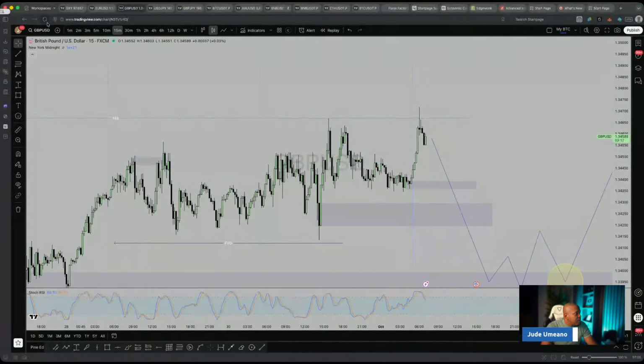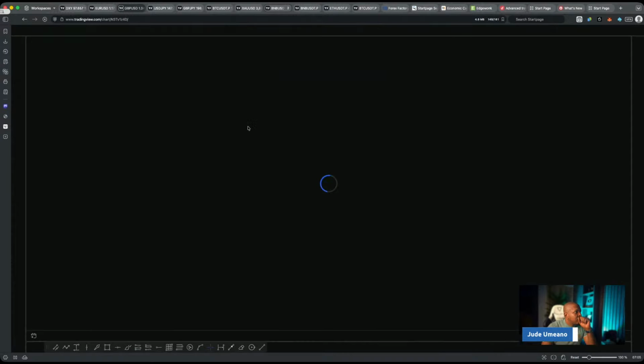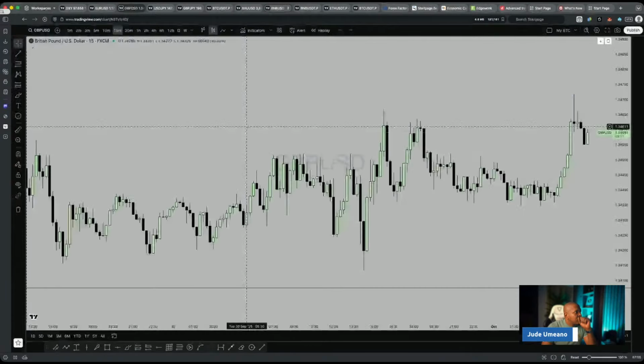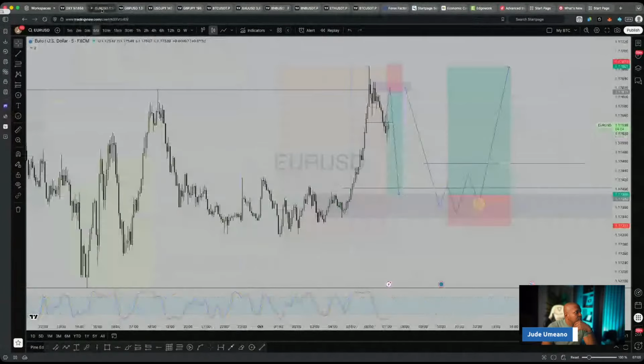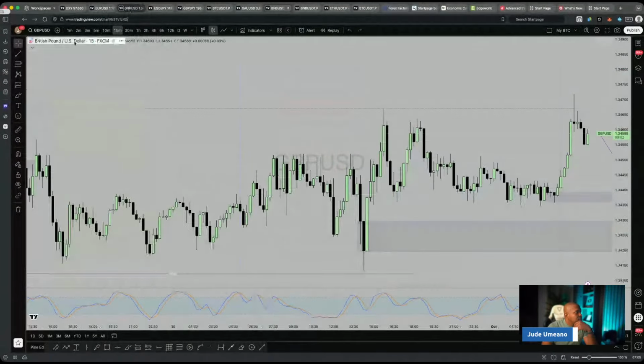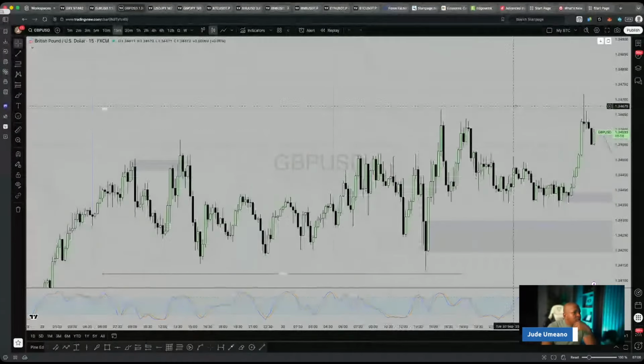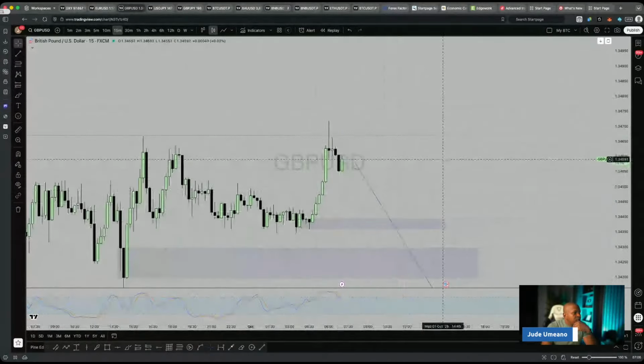I don't know what happened. Some of my indicators are out on the GU.